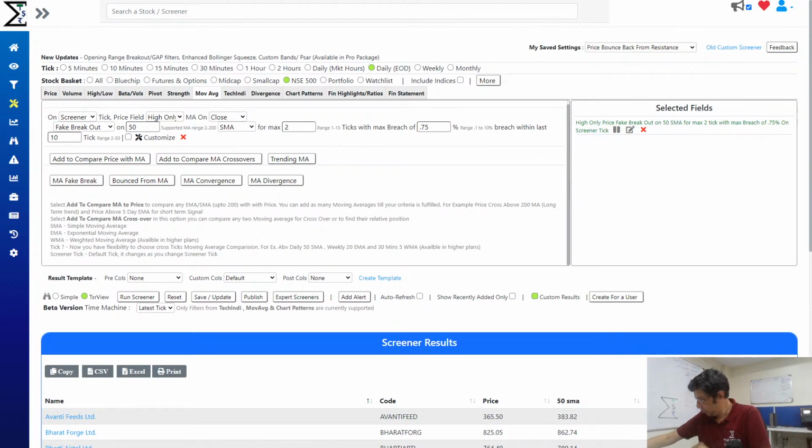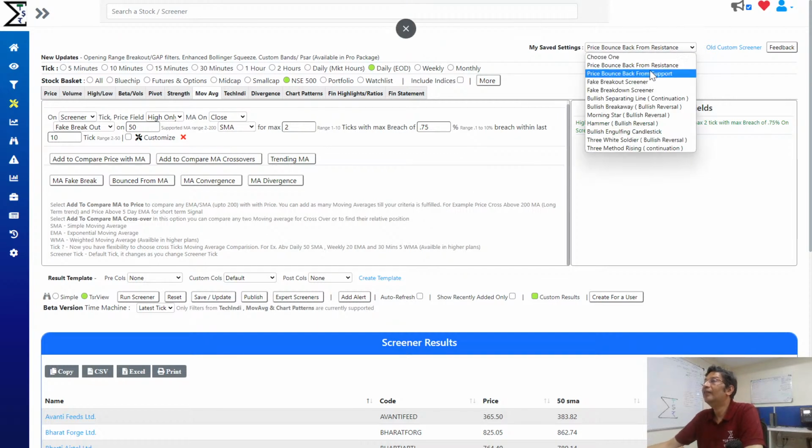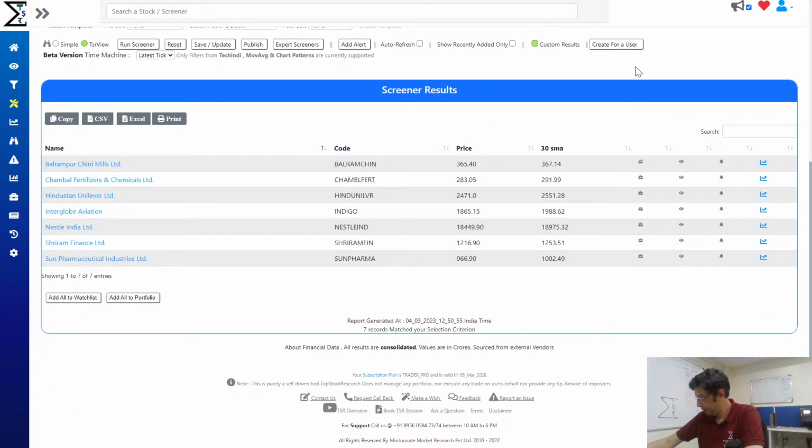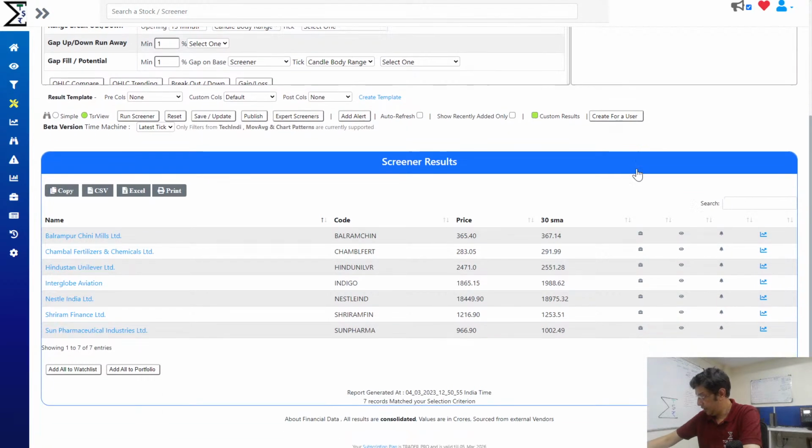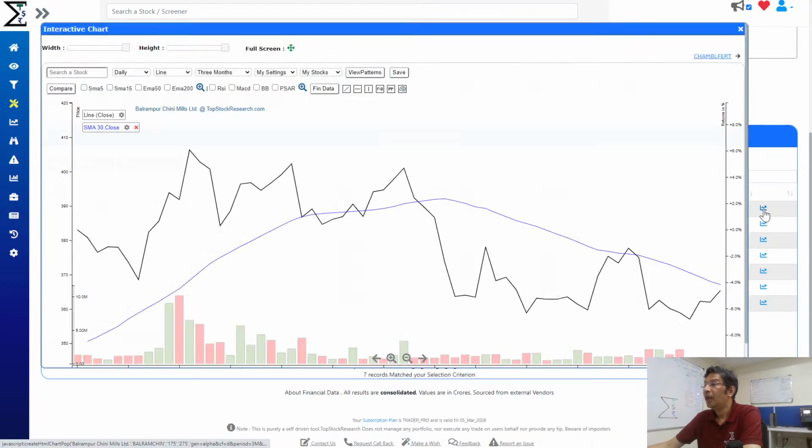Any questions or comments on this fake breakout and breakdown before we go into some of the examples that we have created for you? So this one is a breakout, right? We have an example of Balrampur Chini. If you see, there's a small fake breakout which got spotted here.